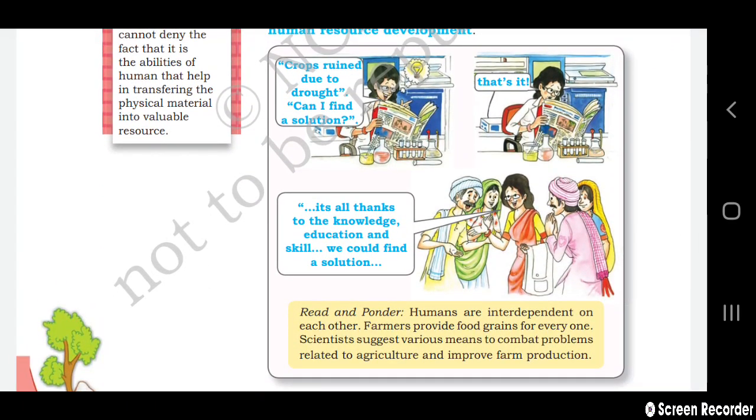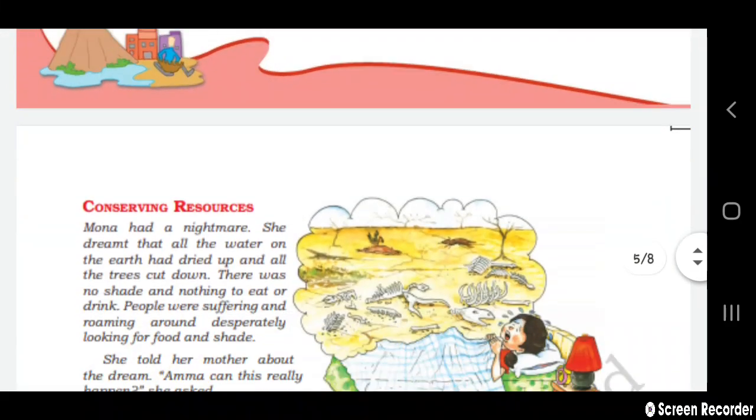Like a woman whose crops were ruined due to drought. She wondered, can I find a solution? Using her knowledge, education and skill, she found a chemical solution for the crops ruined by the drought. She told it to the farmers, and the crop was grown.